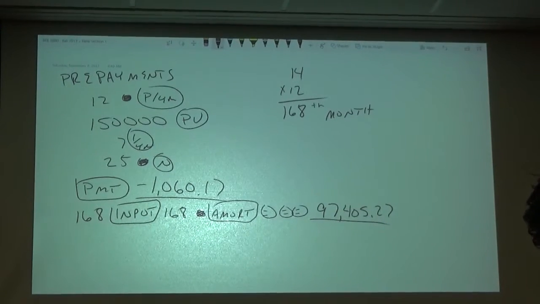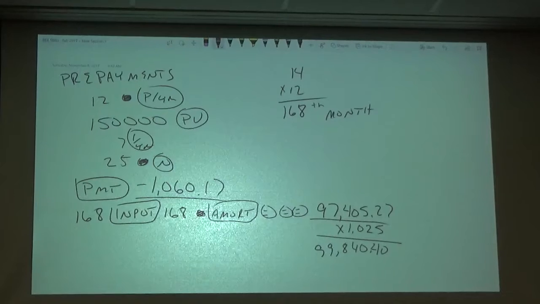So what we're going to do is simply multiply this outstanding balance by... We can do it one of 2 ways. If it's 2.5%, we can multiply it by 0.025 and then add that to the balance, or shortcut it like I typically do and just simply multiply by 1.025. Okay, and then that's going to give us $99,840.40 as our balance with the prepayment included. Does that make sense? Yes or no?